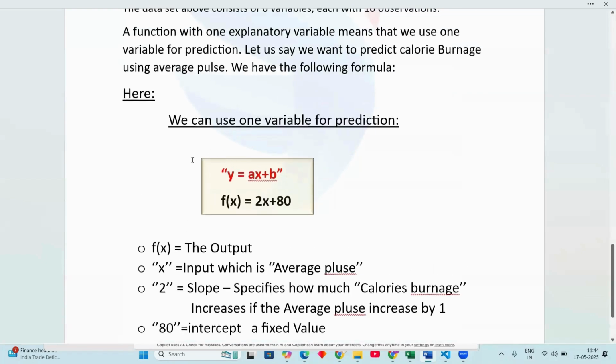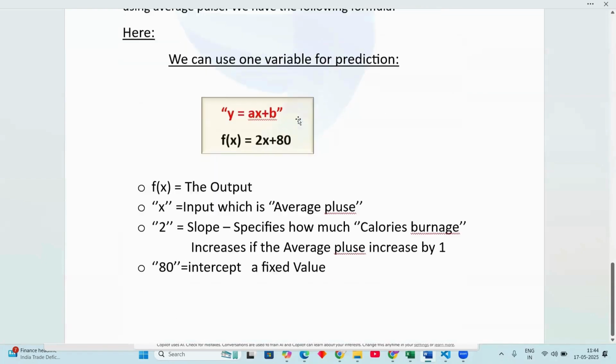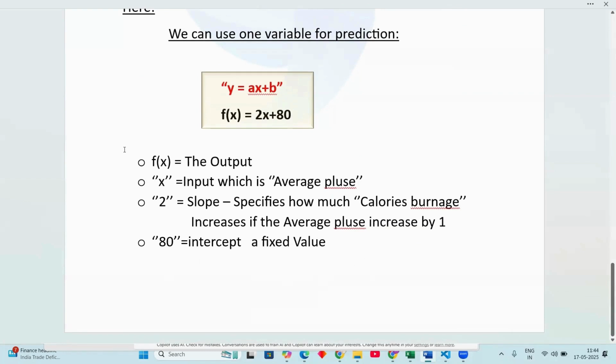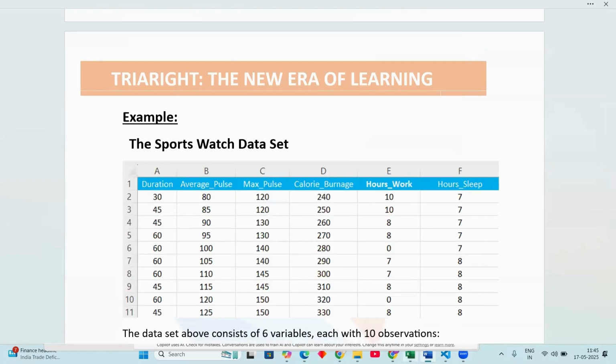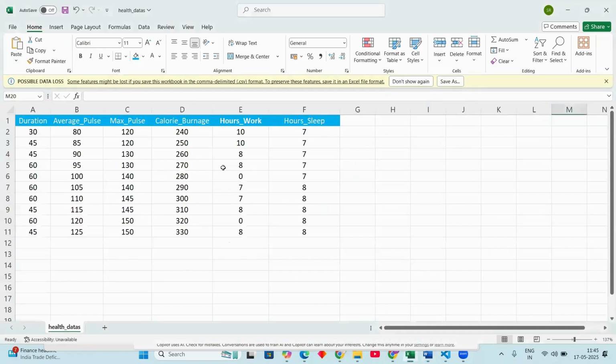Whenever the concept of slope and intercept comes up, I define the clarity of this whole equation. For that, keep this side and take the equation, and we move to the data set. See, I have arranged the data set in my Excel. I take this requirement into VS Code, and after that, I have to show the calories burnage with a graph visualization.